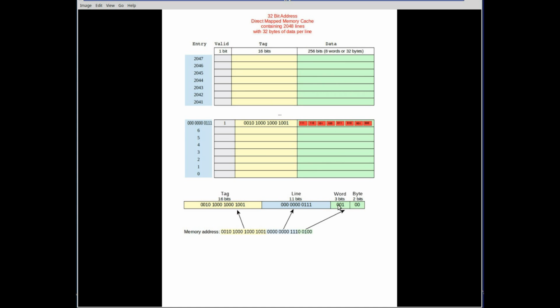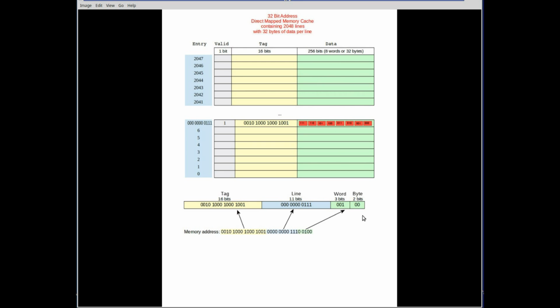So if I pick word number 1, as you see here, this would be the zeroth byte of word number 1. That could be 0, 1, 2, or 3. It would indicate which byte of the word. And most of the time, we fetch a full word, but you could fetch an individual byte. All right, so that's what the layout is.